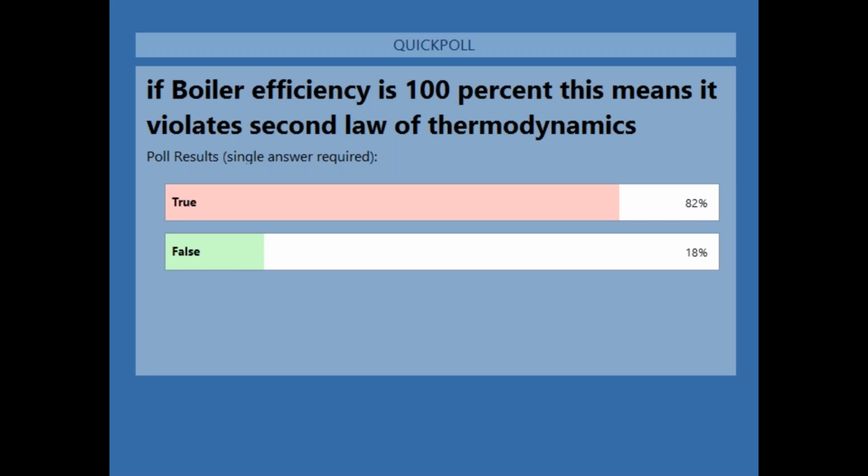Second law does not say that boilers cannot have an efficiency of 100%. Is this clear? I hope it is clear to you now. So the answer is false, and you have to appreciate that a boiler is not a heat engine. We can theoretically design boilers whose efficiency is 100%. So now with this introduction, let me go to the boiler analysis topic. Let me write down the expression for a boiler efficiency.